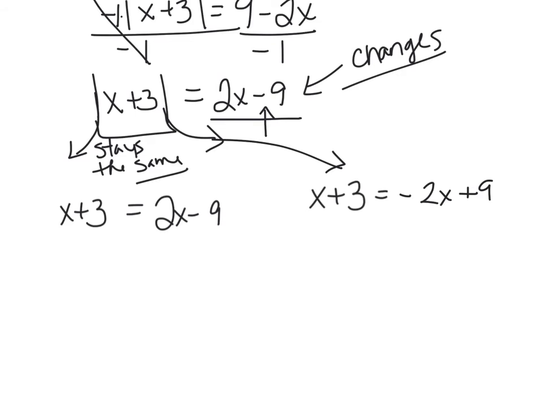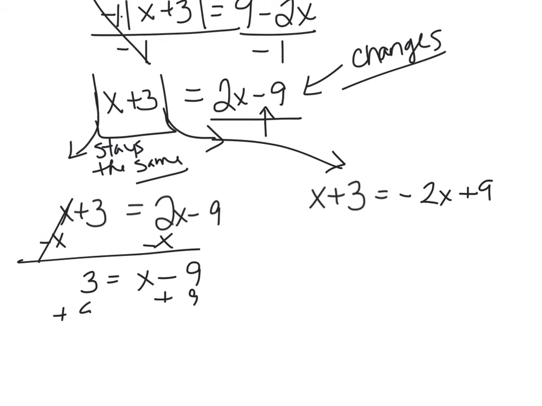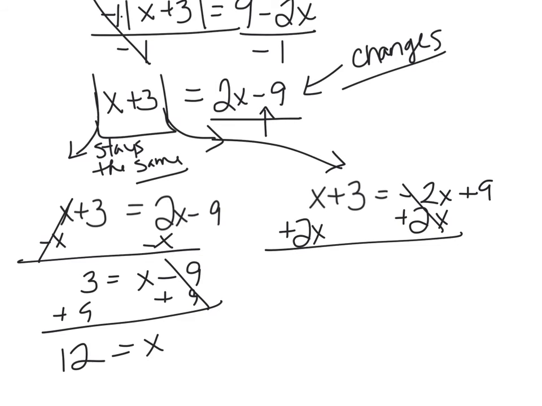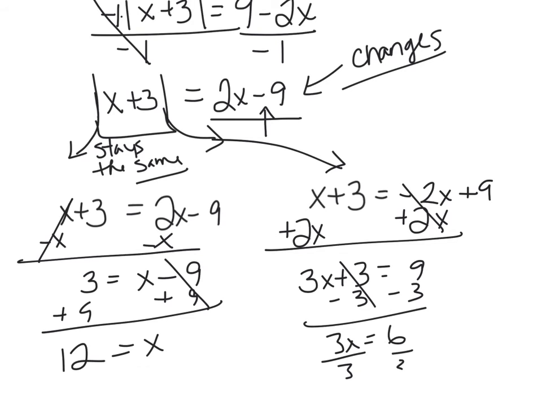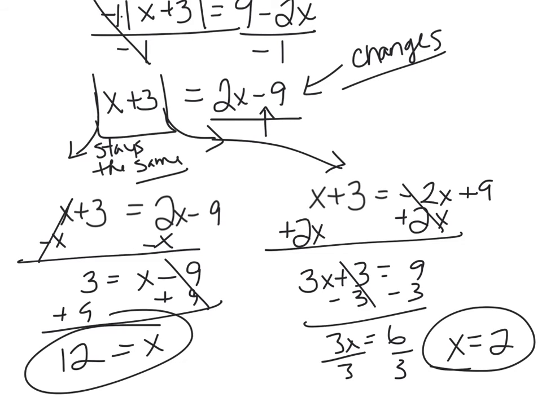Now we solve these. These are just linear equations. We just straightforward solve them. Add 9. And x is 12. Sorry, I'm sick. So this is 3x plus 3 equals 9. Subtract 3. And x is 2. So we have two solutions, 2 and 12.